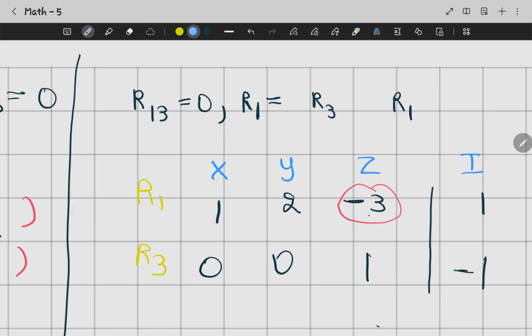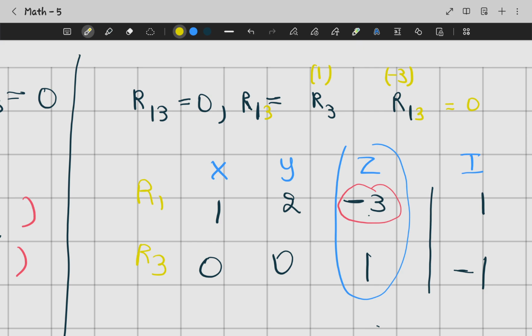So according to this column, we're going to assume that row 1 equals negative 3, and then row 3 equals 1. And in what way can we make this row equal to 0? Since there's a 1 and a negative 3, it will give me negative 2.